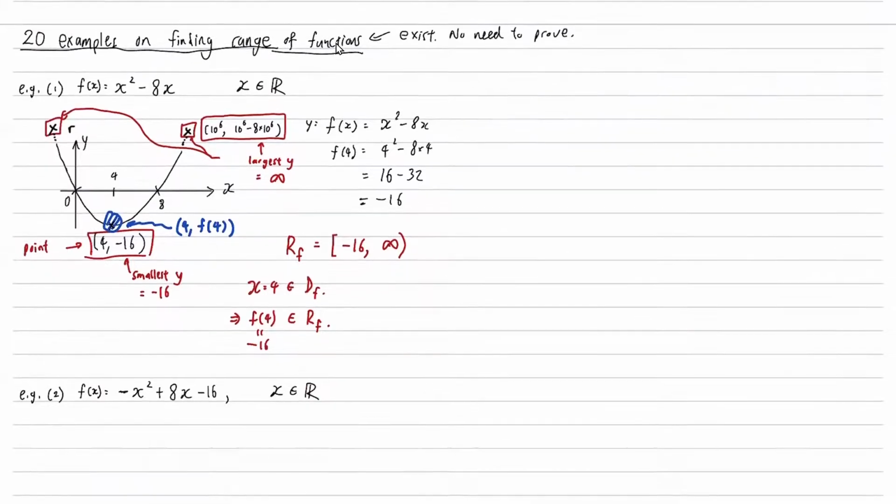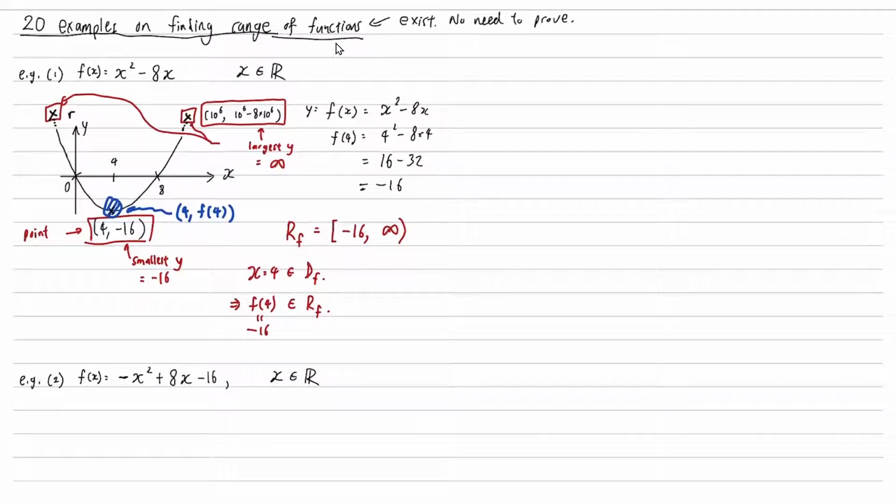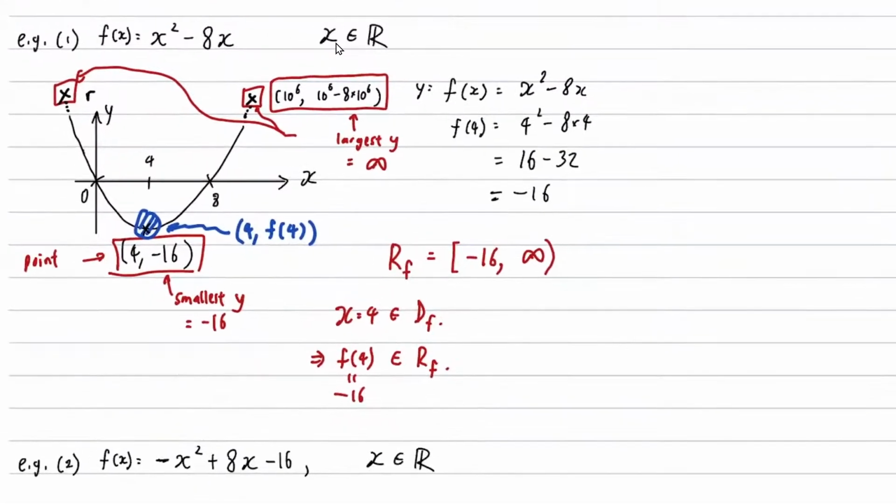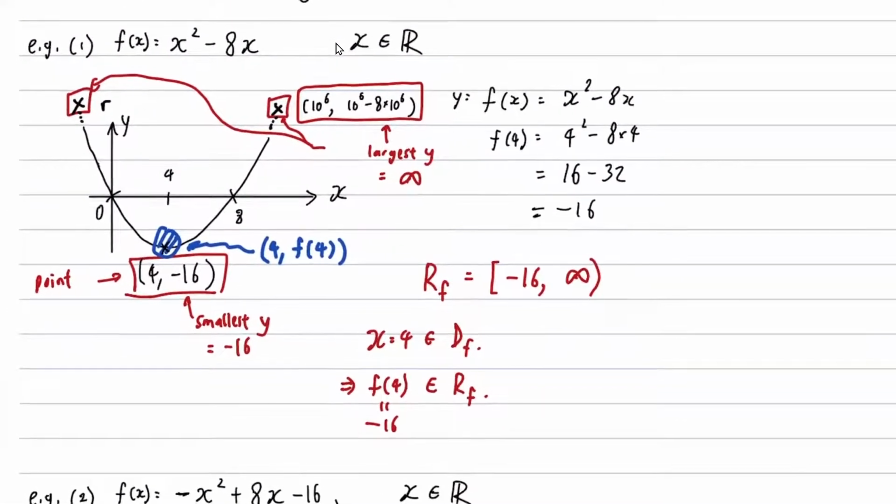20 examples on finding the range of functions, where let's just assume that the function exists, you don't need to prove it. So I prepared this beforehand because I see your question not so well done. So I prepared many examples. We'll just go through them all one by one before I discuss your tutorial. Okay, so let's take a look.